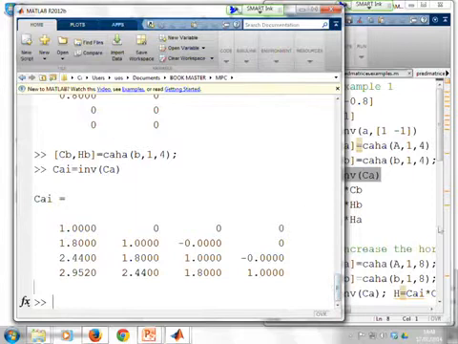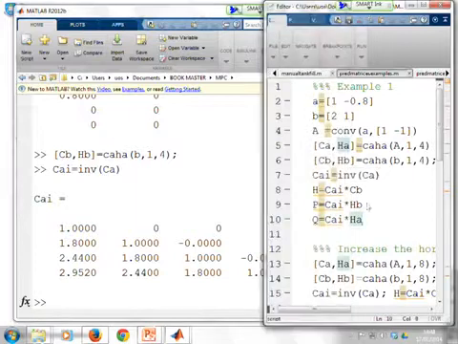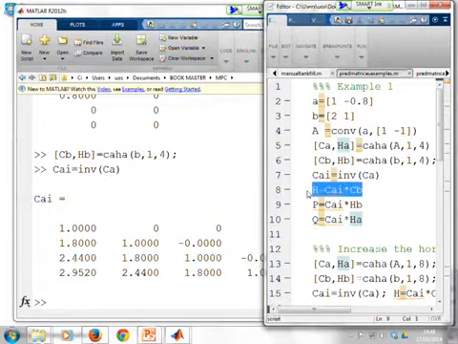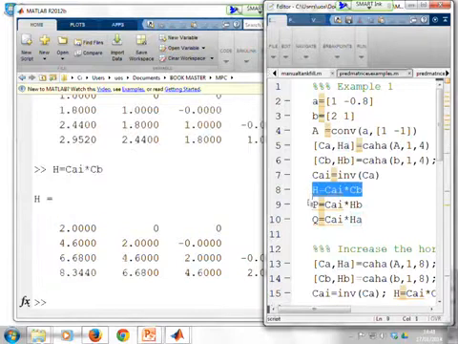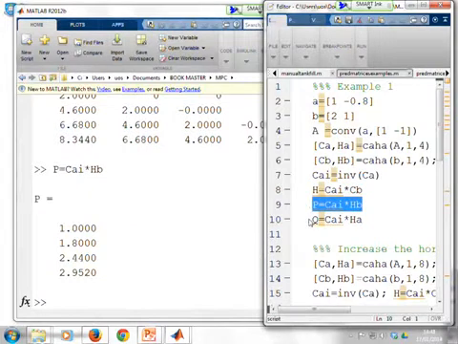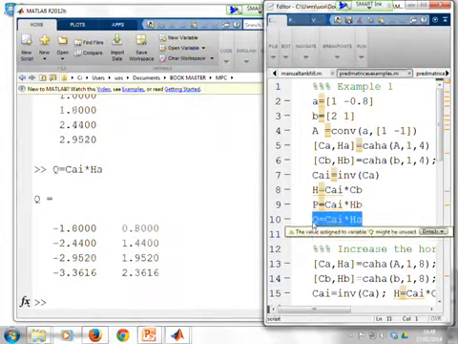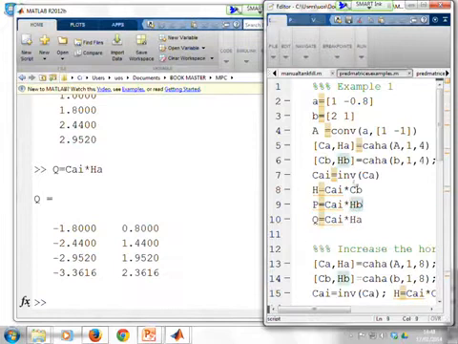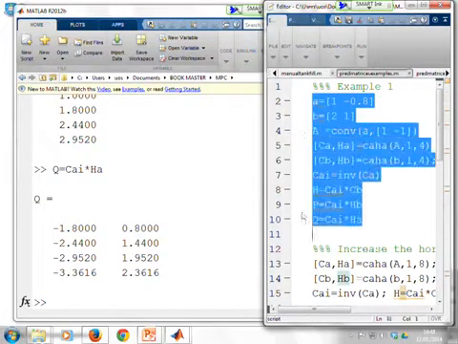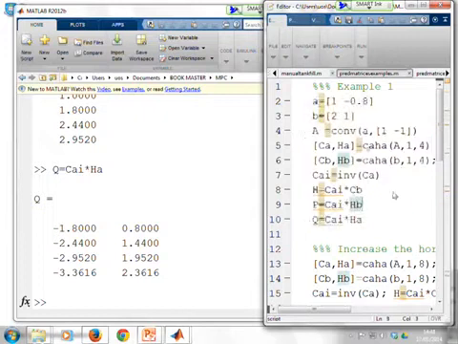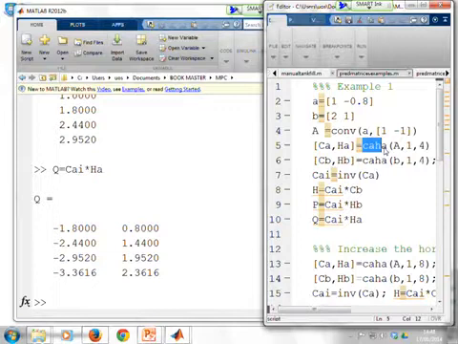You can see I've just used the inv function in MATLAB because it's simple, and then I just write down H equals CA inverse times CB, P equals CA inverse times HB, Q equals CA inverse times HA. So you'll see the coding requirements to get the prediction equations are really very, very simple and very, very transparent. And the only code I had to write was this CAHA program to produce the striped matrices, and that program really is very, very brief and very simple to write because the matrices are striped.